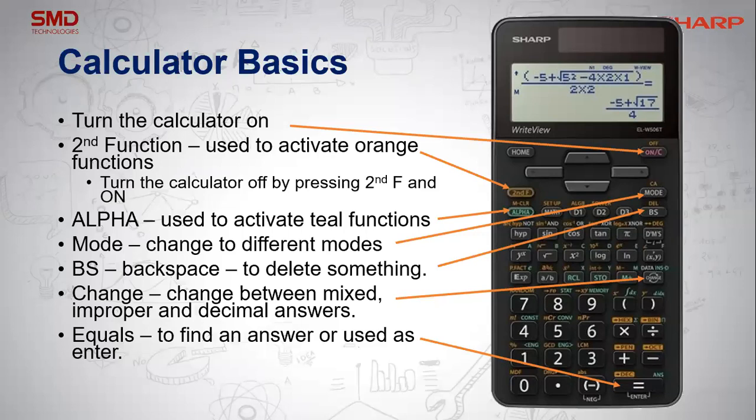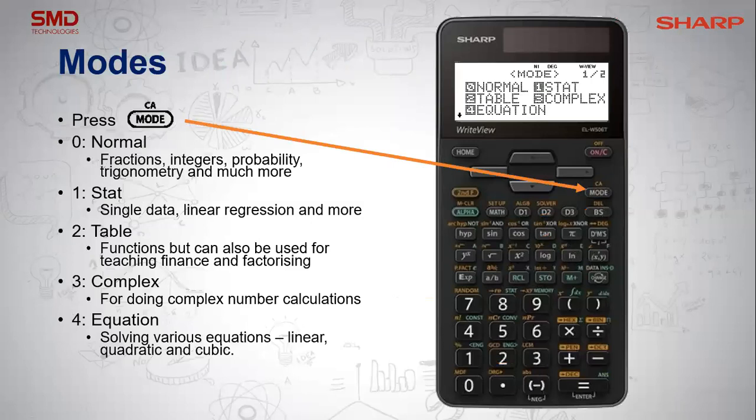Your mode is here, and that just takes you through the various modes, which I will show you in a second. And then, of course, underneath mode is something called backspace, which BS is not what your kids write, it means backspace. So just so you know the difference. Okay, change allows you to change between your fraction or your third answer to a decimal or a mixed answer question. And then, of course, equals is the one at the end. It just allows you to get your answer.